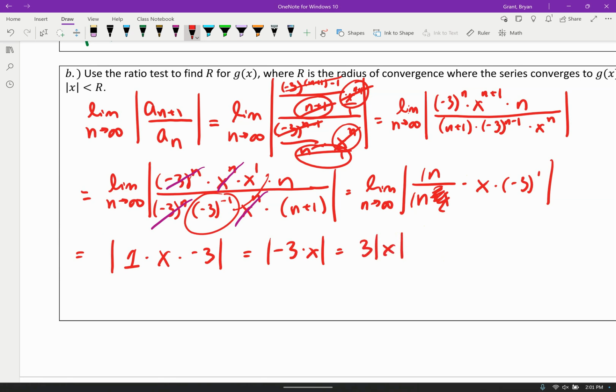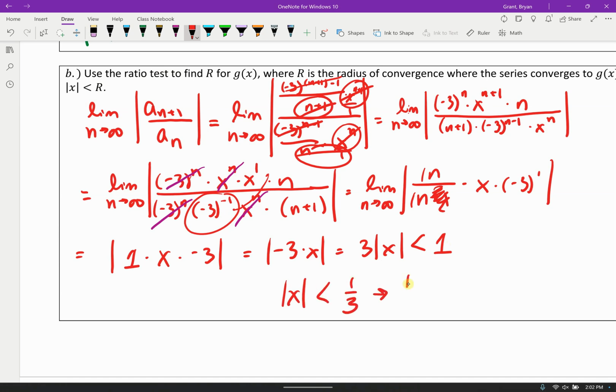Now, we don't want to stop here because there's one more step, right? We needed this limit. In order for this series to converge, these two terms need to divide to be a number that is less than what? Less than 1. The radius of convergence is defined as the center is isolated. We don't have any of these coefficients out here. So I'm going to divide both sides by 3, and that's going to give me x, absolute value of x, is less than 1/3.